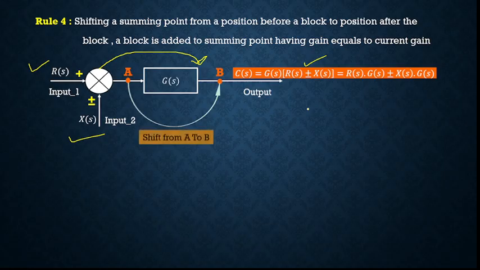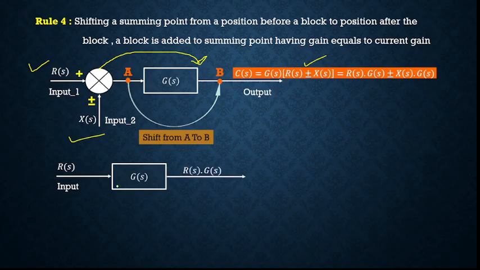So first, we want to shift from A to B. So let us draw R of S, as the input is going to remain as it is, not going to change. So this R of S will be given to the system G of S, and we want the summing point to be after this block. So R of S will be as it is. What will be the output here? It will be R of S into G of S, correct?